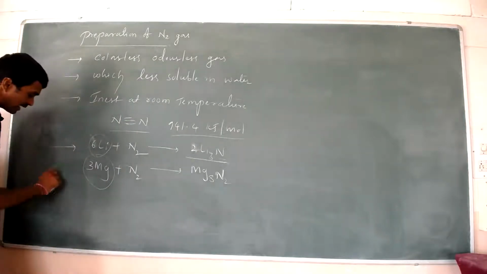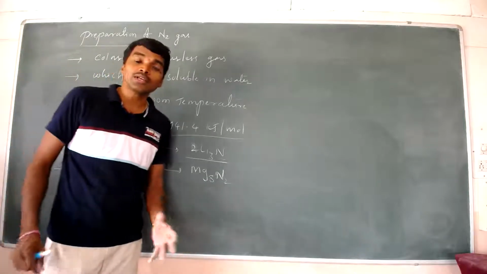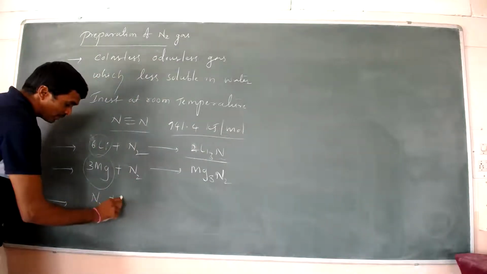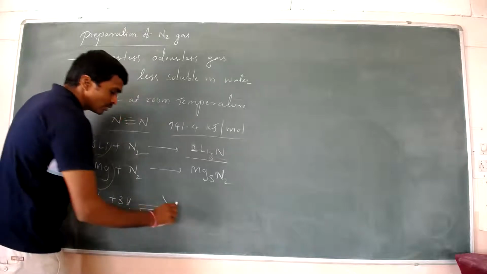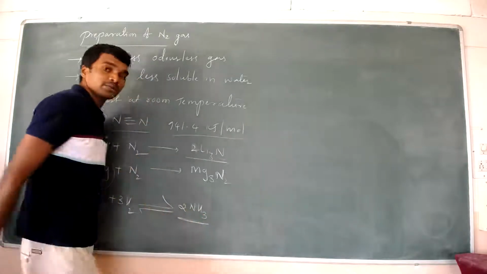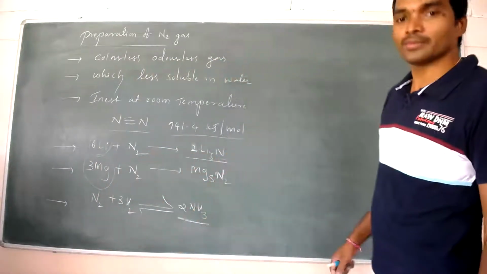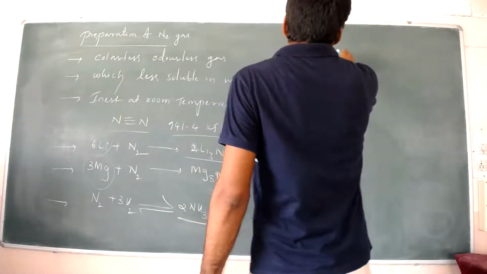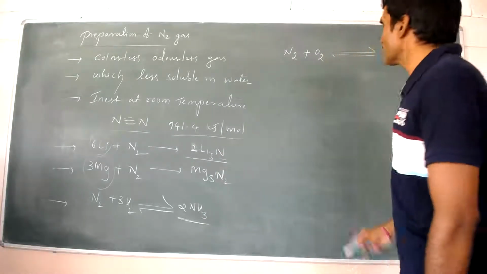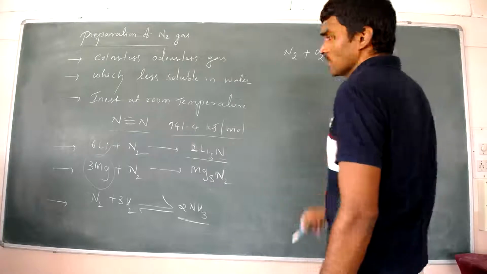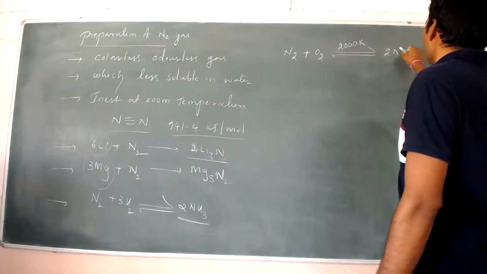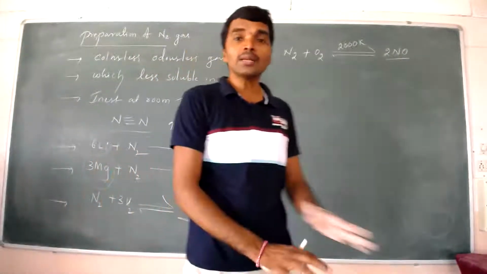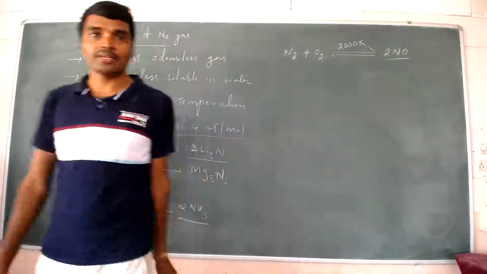Dinitrogen also combines with hydrogen to form ammonia: N2 plus 3H2 in equilibrium with 2NH3. And dinitrogen reacts with O2 at a high temperature, about 2000 Kelvin, forming nitrogen monoxide. So these are the chemical properties of dinitrogen.